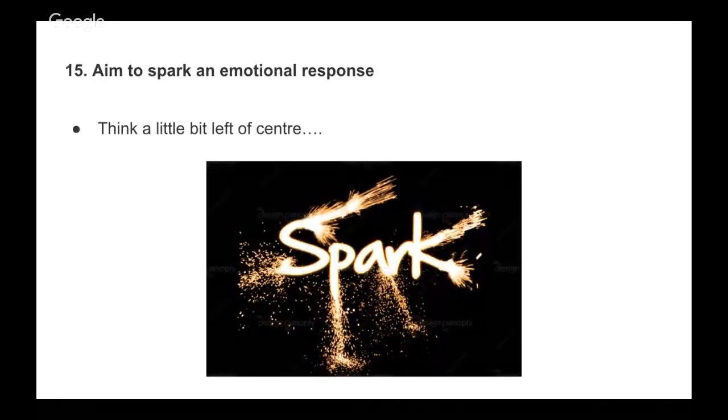Tip number 15, aim to spark an emotional response. Think a little bit left of center. If you're presenting a mood board to a client, what would give them a genuine emotional response? Real-world objects are good for this. If you were inspired by the beach, bring in a shell. If your eureka moment happened on the train, bring in the ticket. This type of thing intrigues people's brains and gains that all-important emotional reaction.